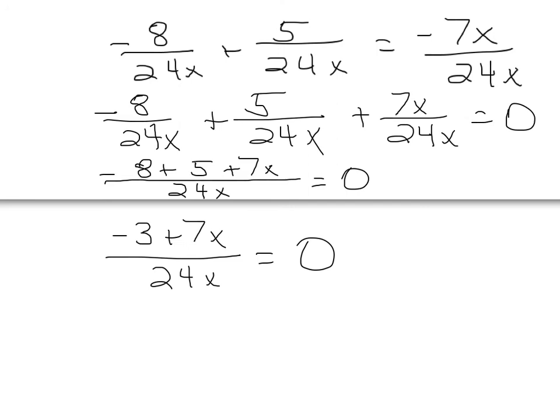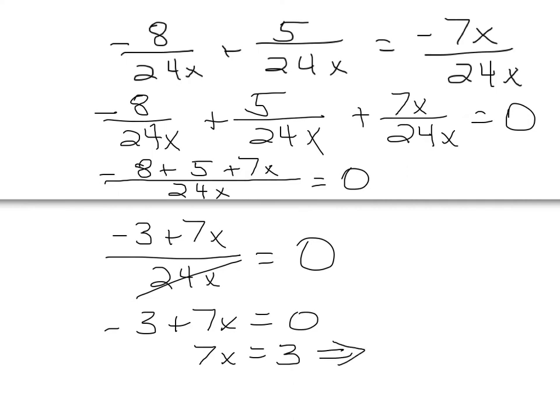And as I said, we can discard the denominator at this point. It's just like if we multiply both sides by 24x, 0 times anything is still 0, so we'll get negative 3 plus 7x equals 0. So now we have negative 3 plus 7x equals 0, so adding 3 to both sides, we get 7x equals 3, and divide both sides by 7, and you'll find that x equals 3/7. So x equals 3/7 is the number that will make this equation true.